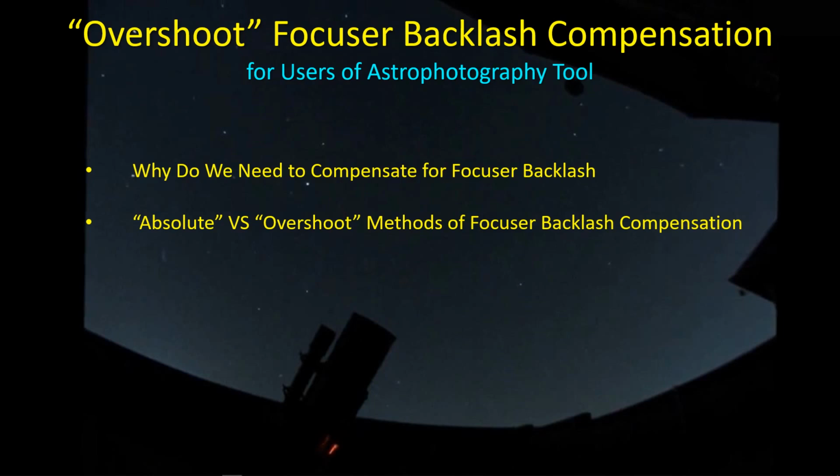The comparison between the absolute, call it the obvious, versus the overshoot, call it the clever, methods of focuser backlash compensation. And how does the overshoot method work? I want to show a little simulation, pseudo animation of how the overshoot method of focuser backlash compensation works.